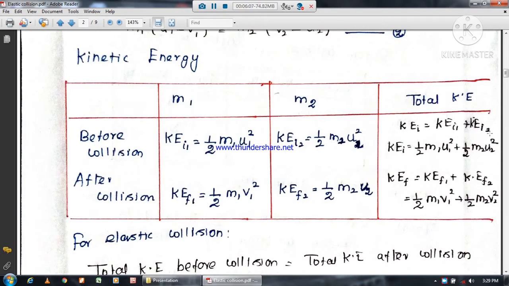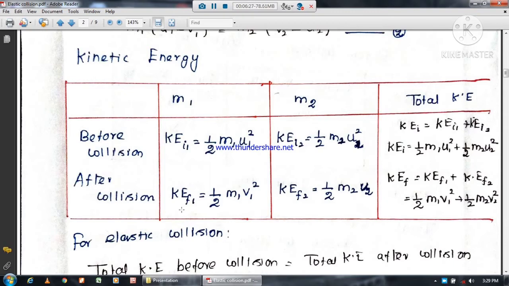We just add these two, we get KEi is equal to 1 by 2 m1 u1 square plus 1 by 2 m2 u2 square. This is the total kinetic energy before collision. Now we find the total kinetic energy after collision.